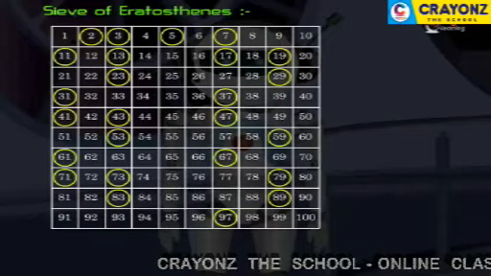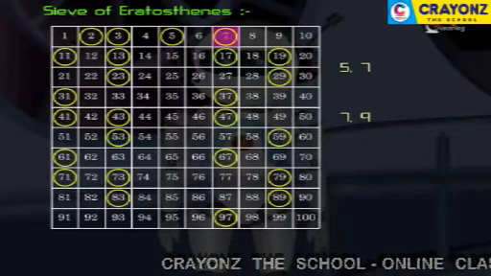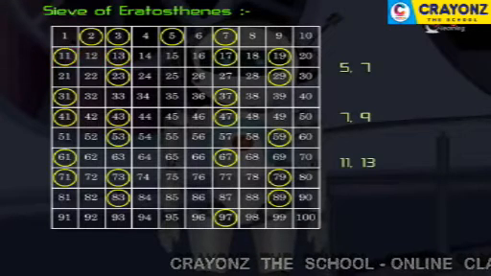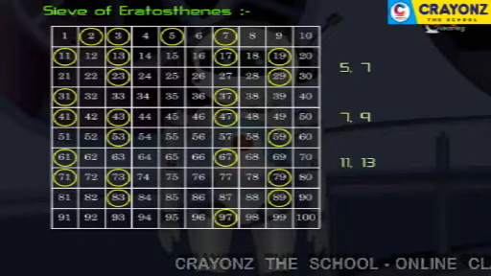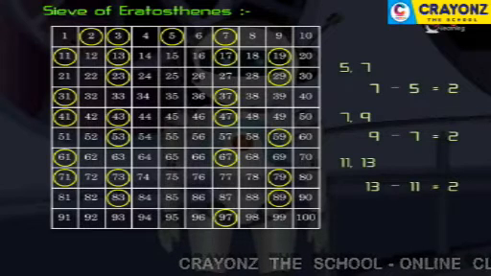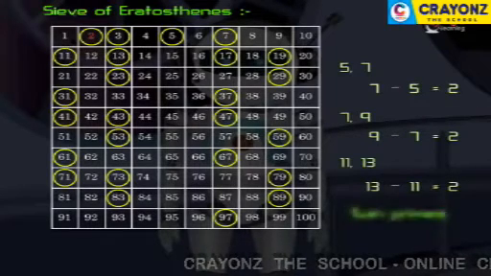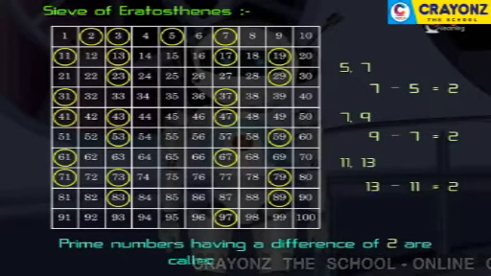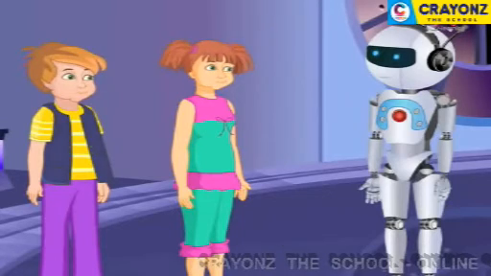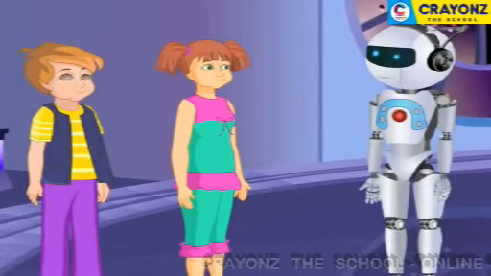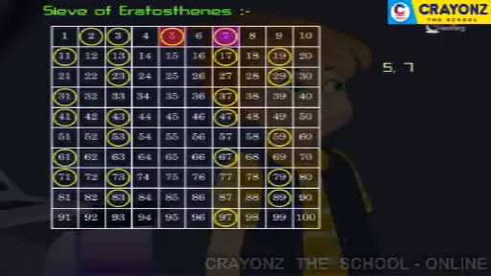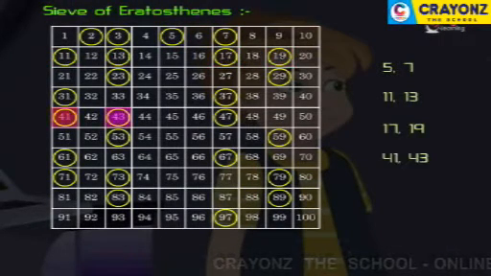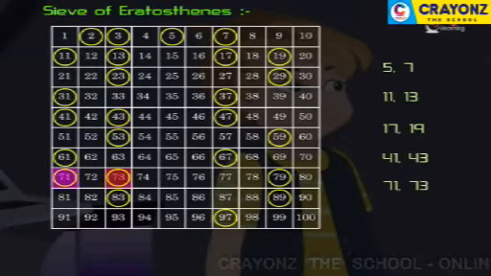Look at this pair of numbers, 5 and 7, 11 and 13, etc. This pair of numbers is prime and the difference between them is 2. Such numbers are called twin primes. Prime numbers having a difference of 2 are called twin primes. Can you find all the twin primes from 1 to 100? 5 and 7, 11 and 13, 17 and 19, 41 and 43, 71 and 73.